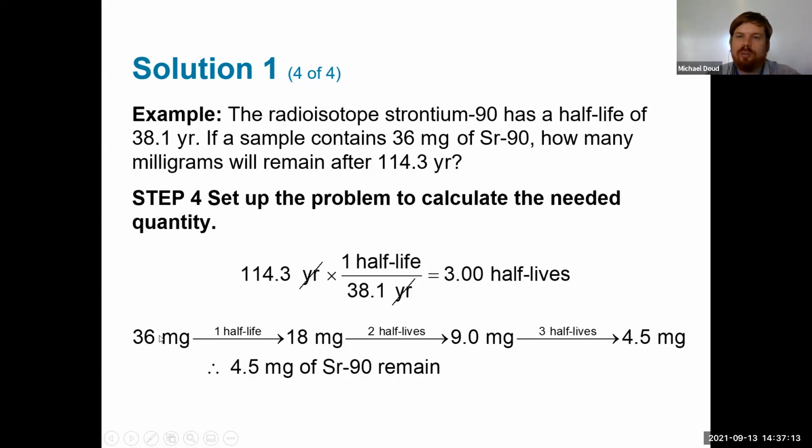Well, then we just do a little bit of easy math, right? We're starting with 36 milligrams. After the first half-life, that cuts in half to 18 milligrams. The second half-life then cuts it in half again to 9.0 milligrams. And then finally, we cut it in half a final time for the third half-life to 4.5 milligrams. So the answer for the question is 4.5 milligrams of strontium-90 remain.